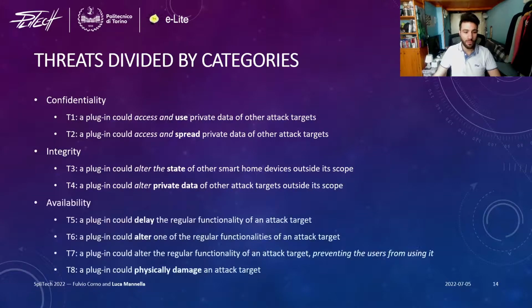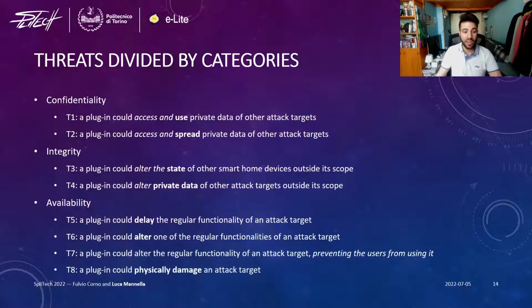Then we have some availability threats that in order of severity are: the first one, a plugin could delay the regular functionality of an attack target. Then we have that a plugin could alter one of the regular functionalities of an attack target. For instance, the user is still able to turn on or off a lamp, even if the integration is compromised, but power consumption data are not forwarded anymore.